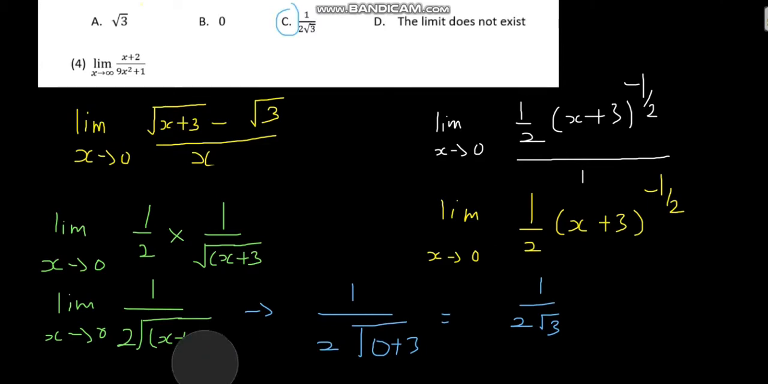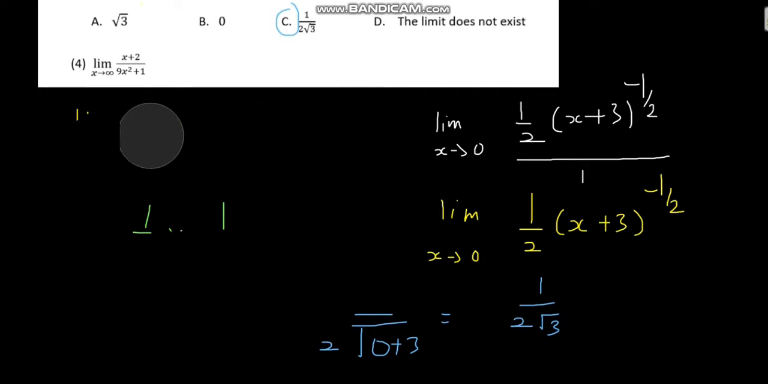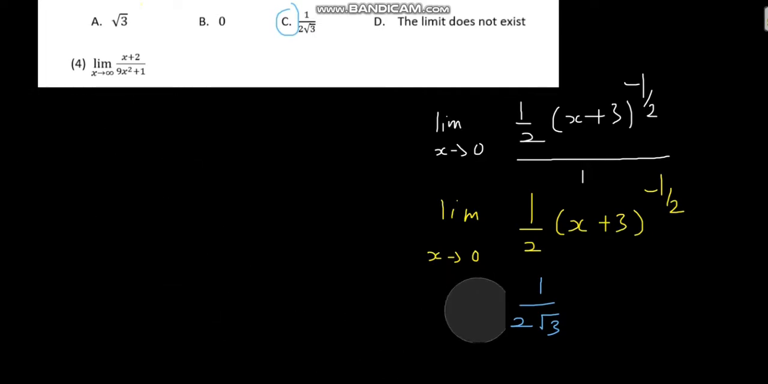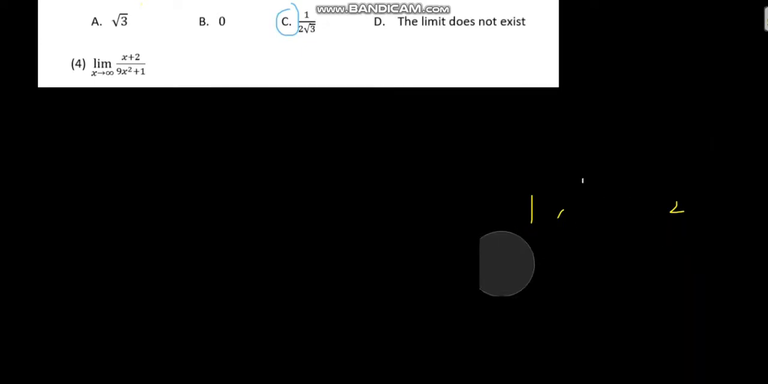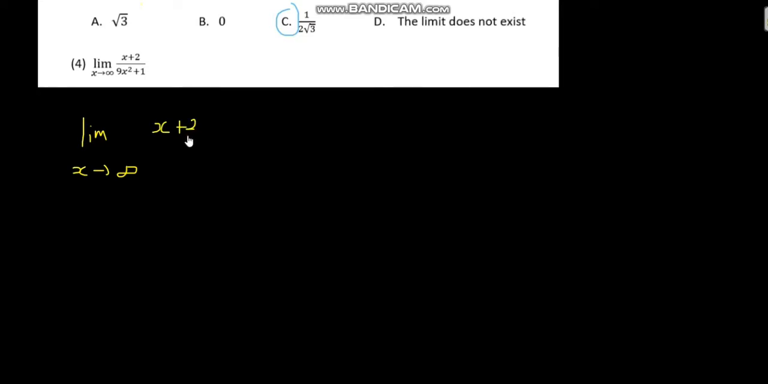Now let's go ahead and solve the second question also. We have to find the limit of this expression, which is the limit as x approaches infinity for x plus 2 divided by 9x squared plus 1. This is what you have here.